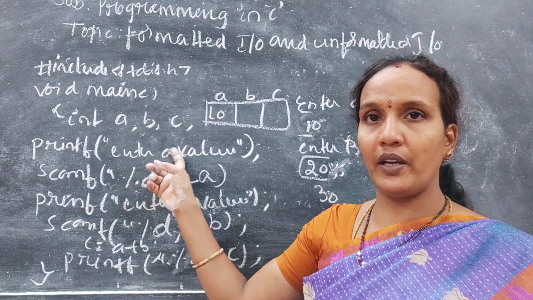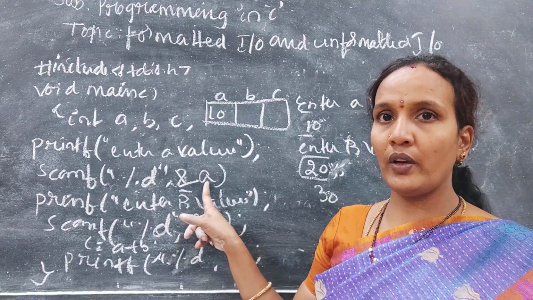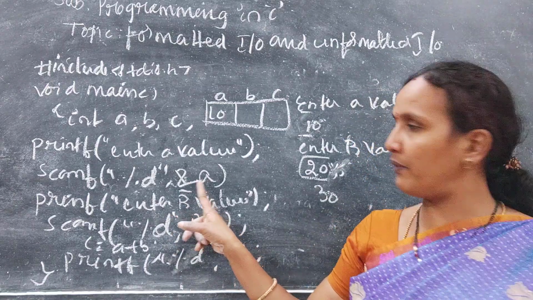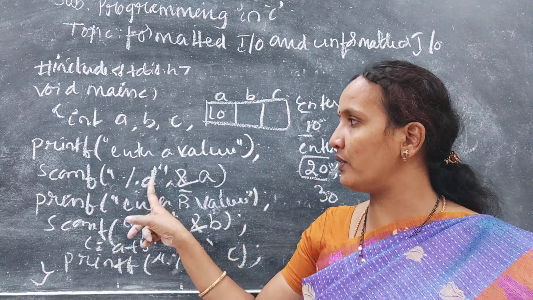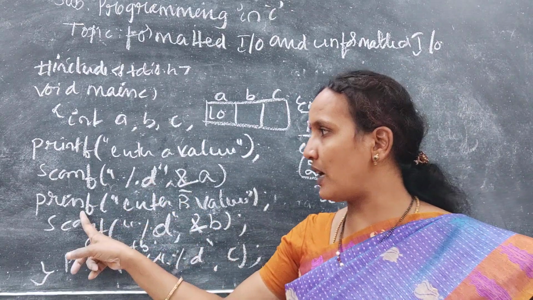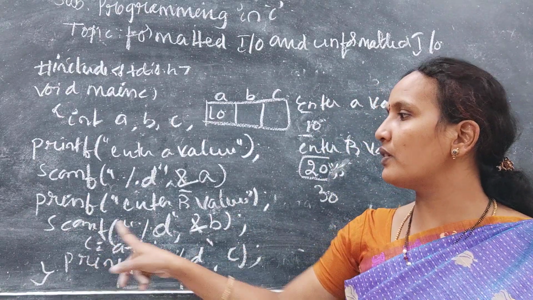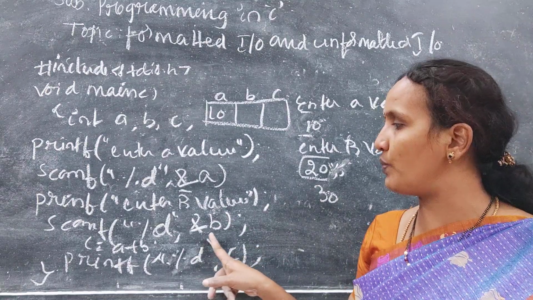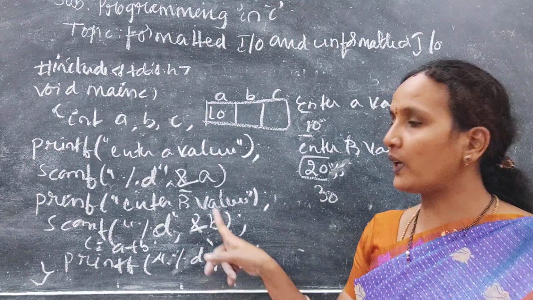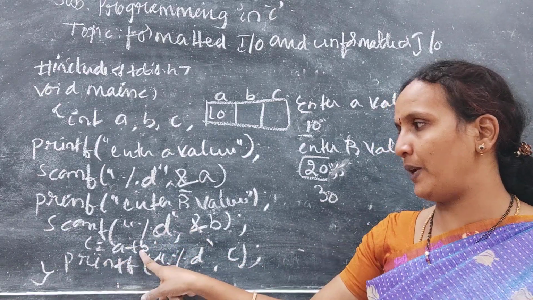Next, the user will give the value. So when the user gives the value, where should that value be stored? In A. So in order to give the address of A, here we are using an ampersand. And what type of value is the user storing? Integer. Next, after that we are giving a prompt for B. After that, scanf %d, and whatever value the user gives after this prompt should be stored in B. And what type of value again? Integer. After that, C equals A plus B.